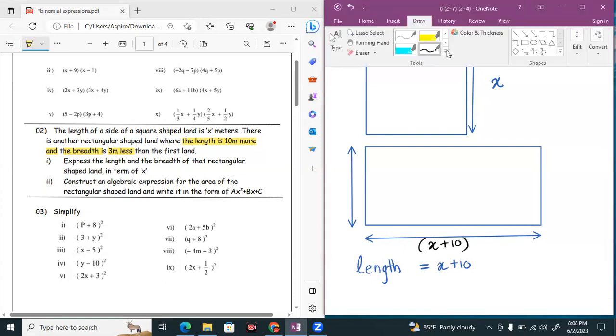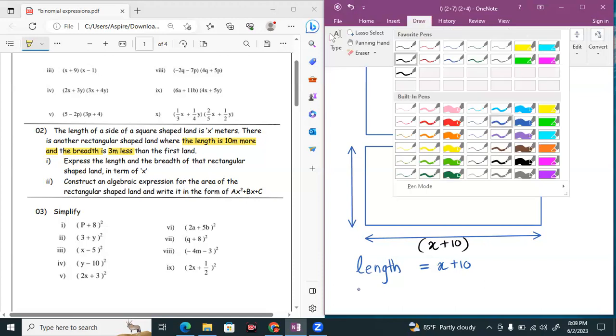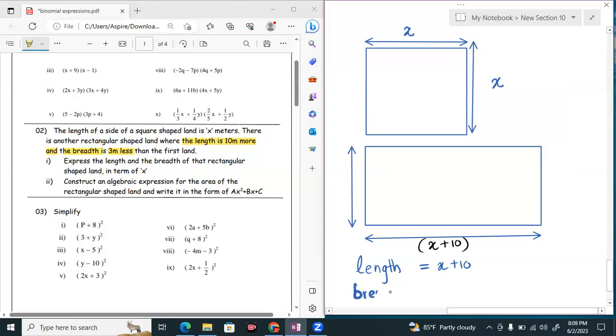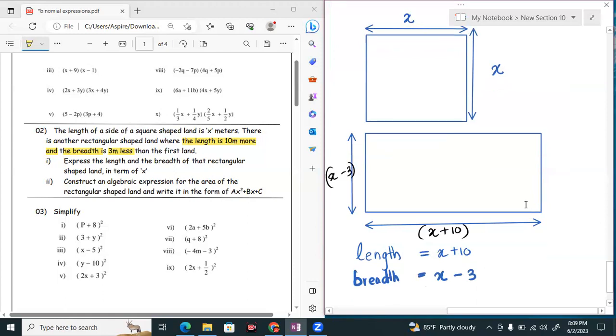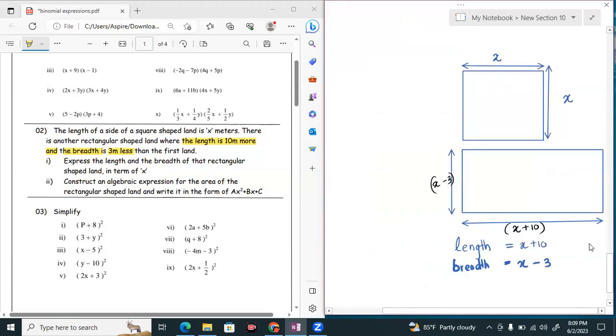And the breadth. They have mentioned about the breadth. Breadth is 3 meters less than. When it is less than, you have to subtract. X less than means x subtract 3. Then what is the breadth of the second land? It is x subtract 3. Okay. This is about how we obtain the length and breadth by the given value.